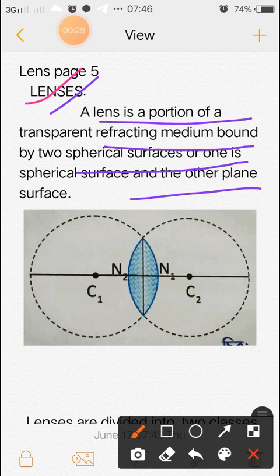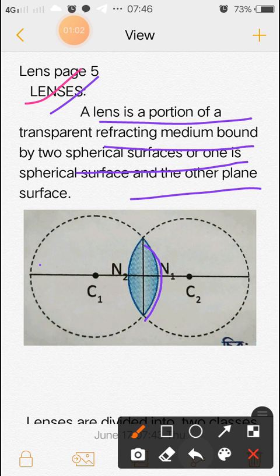So here, as you can see, this is the picture of a lens. In this picture we have to know what C1 and C2, N1 and N2 are. This portion of the lens is a part of this circle, and this portion of the lens is a part of this circle.